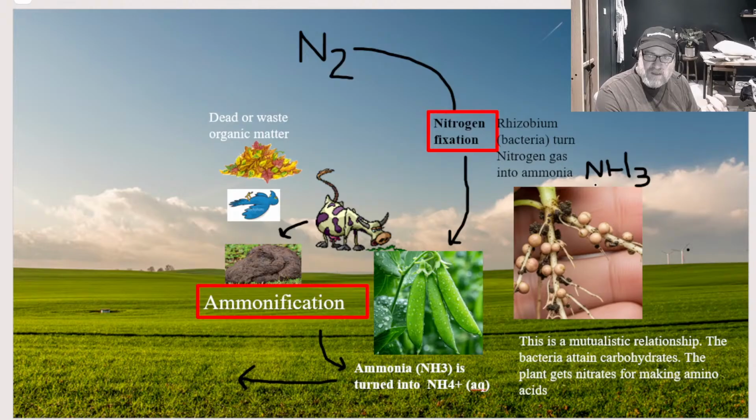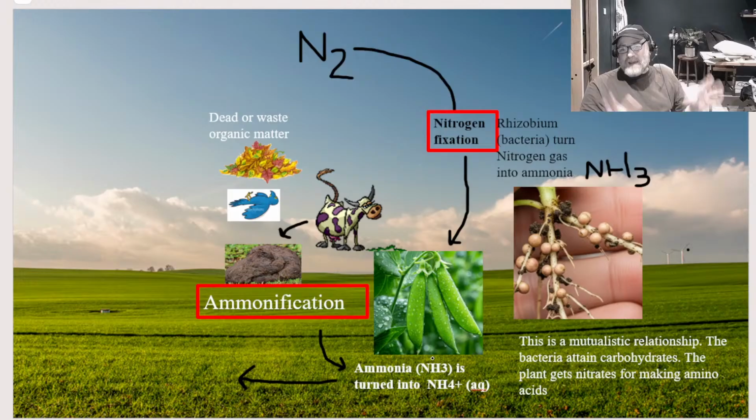The nitrogen can be fixed by nitrogen fixing bacteria, and you can get to ammonia that way. But it can be free living Azotobacter. I haven't included those on here. I could include those, but they would be free living Azotobacter in the soil, which can also do nitrogen fixation. Anyway, we're now at the point of having ammonia.